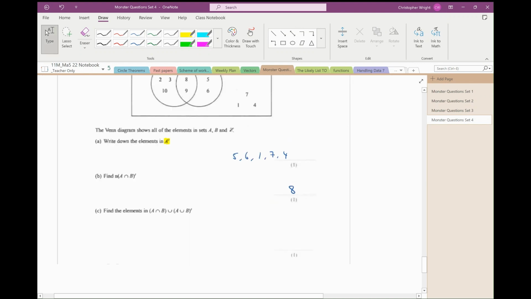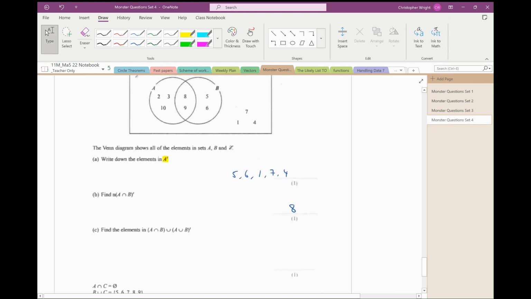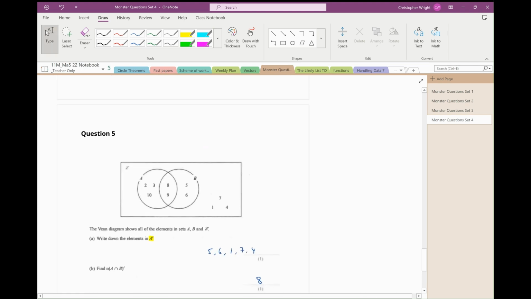Right, find the elements in A intersection B or something else. Well, the ones in A intersection B are 8 and 9. So those two are going to qualify. They've got to be 8 or 9 or not in A or B, not in the union. Well, the ones which are not in the union are 7, 1, and 4. So to qualify, you have to be in either the first category or the second category. So there are 5 elements which qualify, and they are those ones. Okay, now let's have a look at this next one.